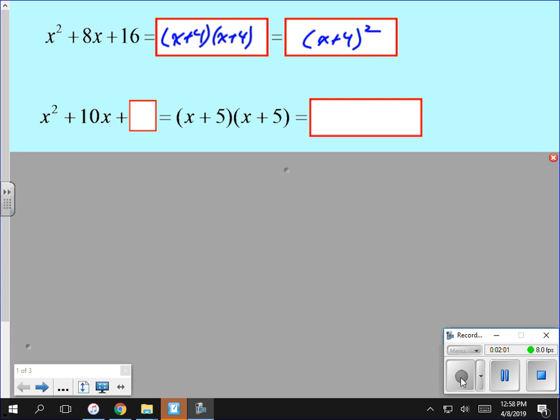What is 5 times 5? But also, where do we get to 5? Where do we get to 10? Take half of this. Half of 10 is 5, and you square it to get 25. Half of what this is gives us our square. Take half of that and square it. Now, (x plus 5) times (x plus 5) is (x plus 5) squared.